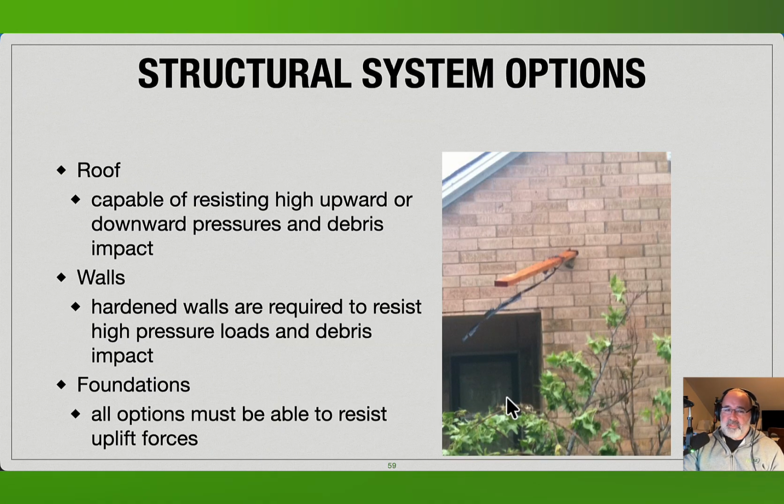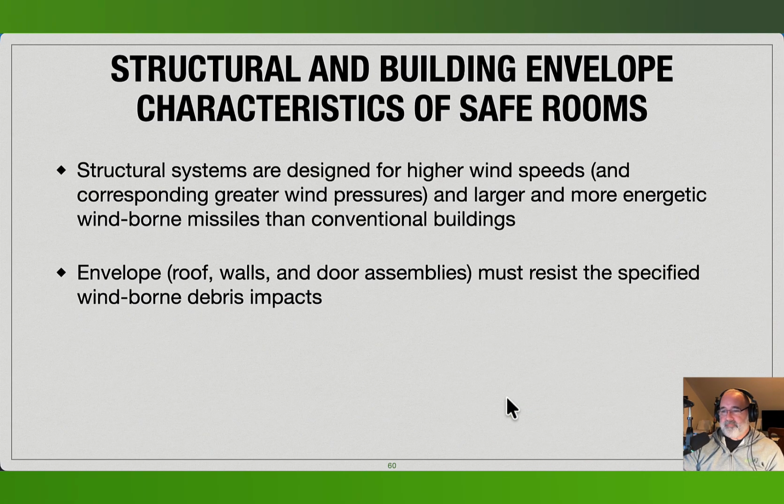Some of the structural system options for the roof: again, we have to be capable of resisting the high upward and downward pressures, and then the debris. Again, the 2x4 for the horizontal surface, I think it was at 67 miles per hour. Walls are going to be a little bit different, so hardened walls to resist the high pressure loads, but then a higher-speed 15-pound 2x4 flying at 100 miles per hour to our different wall systems. And then we also have to take a closer look at foundations, making sure that they can resist the uplift forces that you'd have for the shelter.